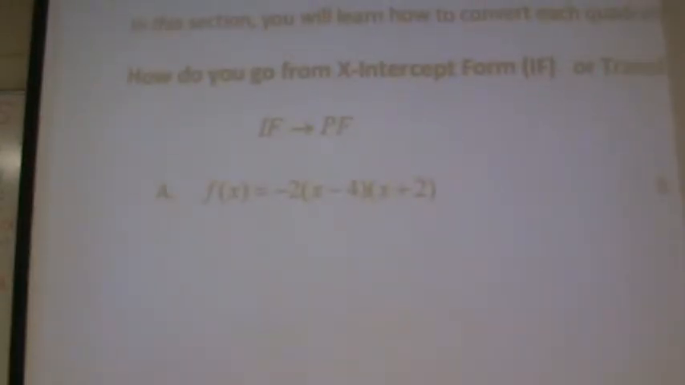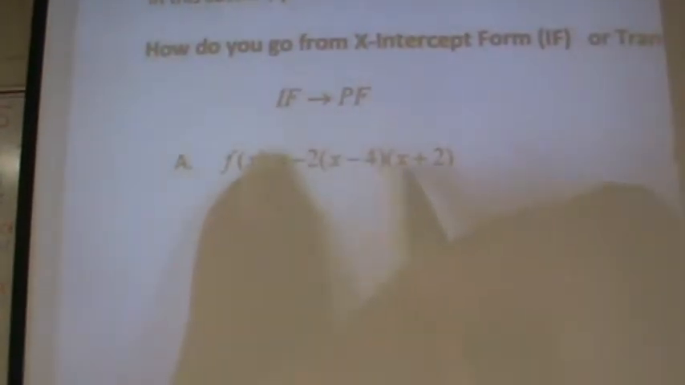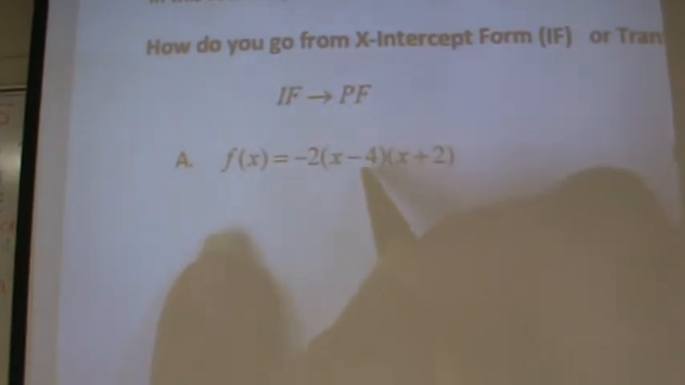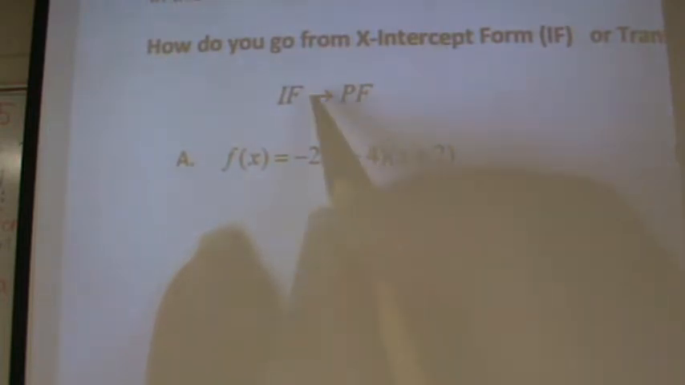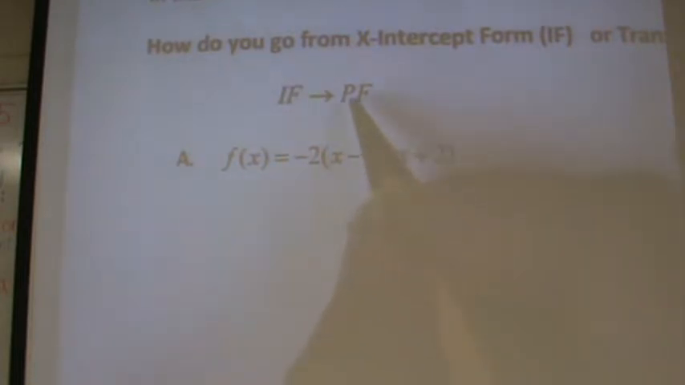So, let's start with the first example. This is x-intercept form. Again, why do we like x-intercept form? Because we have the x-intercepts, which are 4 and -2 for this problem. Why would we want to go to polynomial form? So we can get the y-intercept. Now there's two ways to get the y-intercept. You could mathematically plug a 0 in for x and solve it, or what you can do is stretch this out.